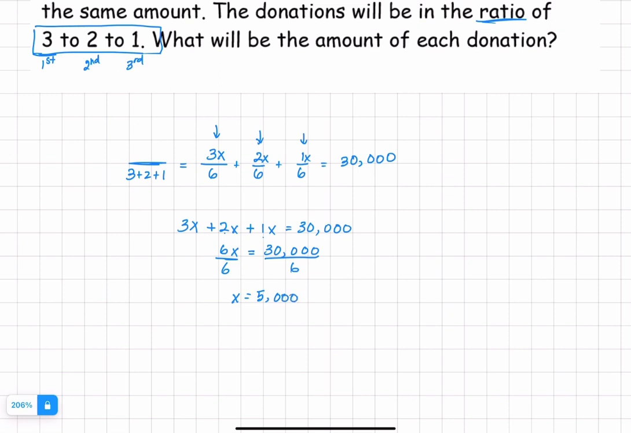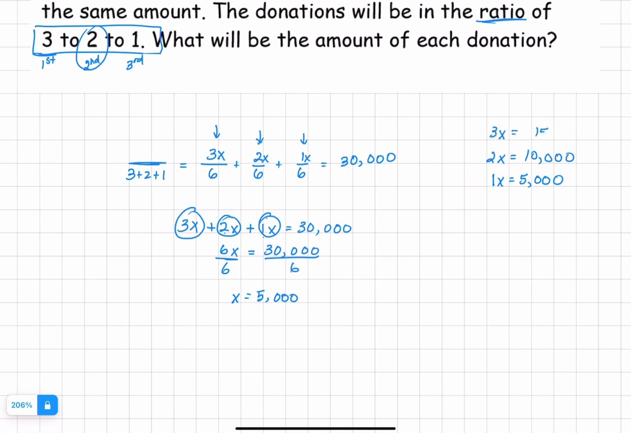5,000. So the first one we identified as being 1x according to this problem. So 1 times x would be 5,000. So 1x would equal 5,000. And we identified the second one being 2x. So 2x would equal 2 times 5,000, which is 10,000. And our third one, we said it was 3x. So that would be 3 times 5,000, which is 15,000.